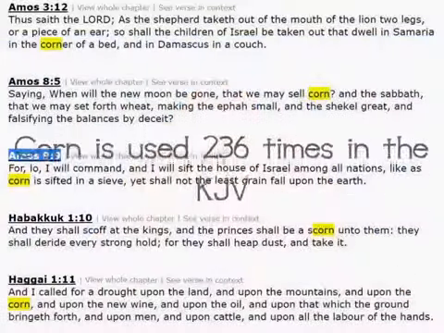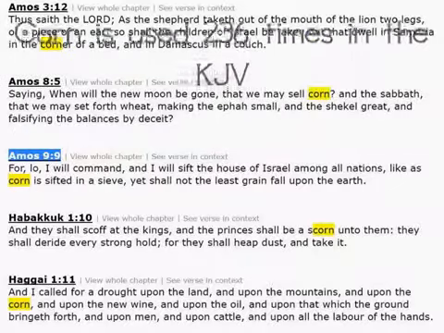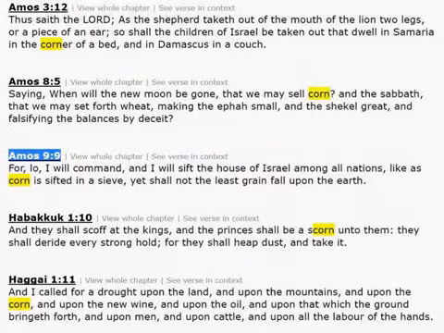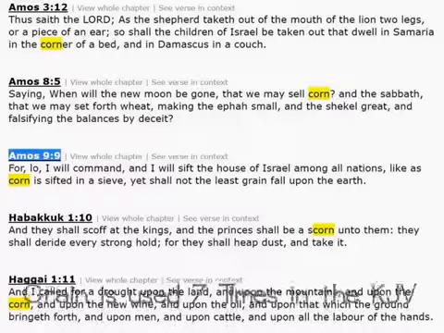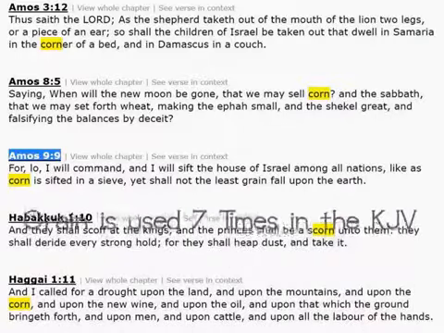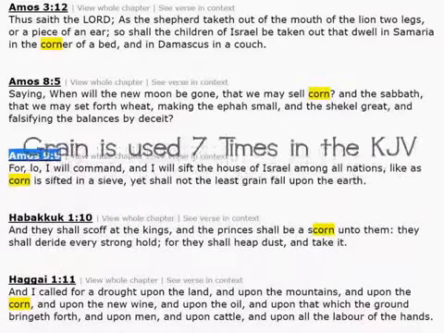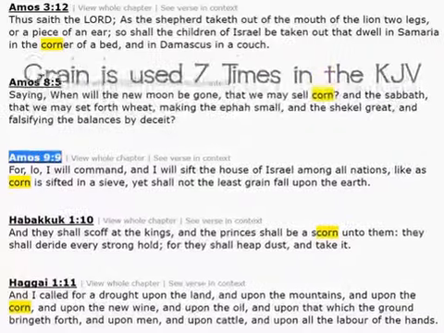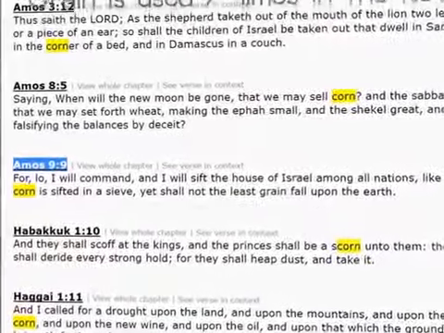Alright, so we can see corn is used 236 times in the KJV, and we'll also note that grain is used 7 times in the KJV. And ironically, I chose this verse because corn and grain are both used within the same verse.